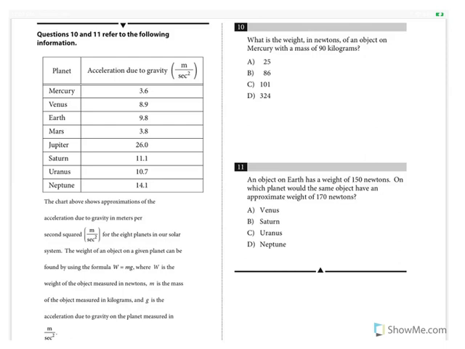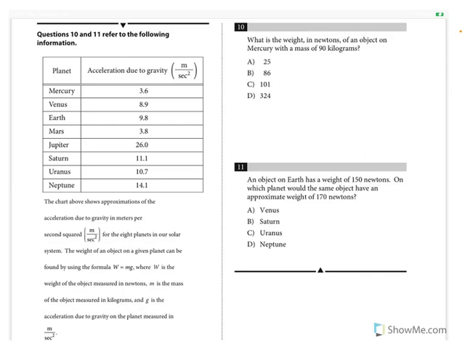The chart above shows approximations of the acceleration due to gravity in meters per second squared for the 8 planets in our solar system. The weight of an object on a given planet can be found by using the formula W equals mg, where W is the weight of the object measured in newtons, m is the mass of the object measured in kilograms, and g is the acceleration due to gravity on the planet measured in meters per second squared. What is the weight in newtons of an object on Mercury with a mass of 90 kilograms?